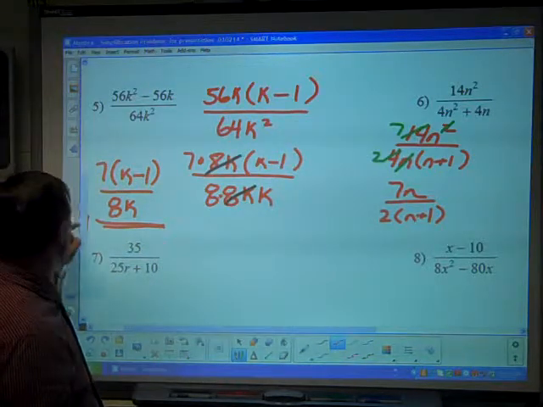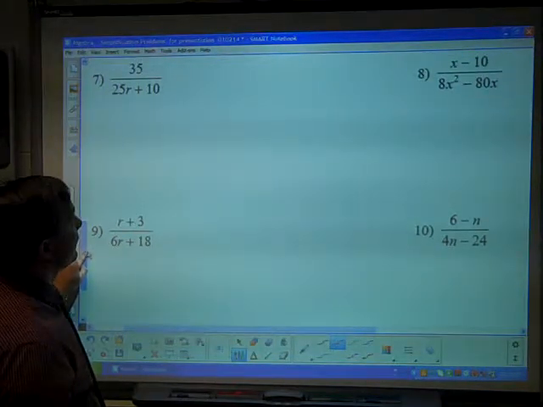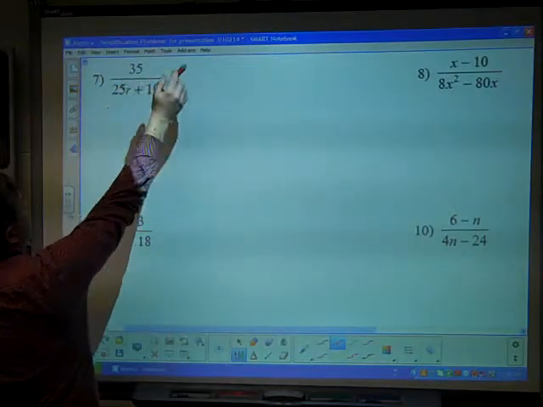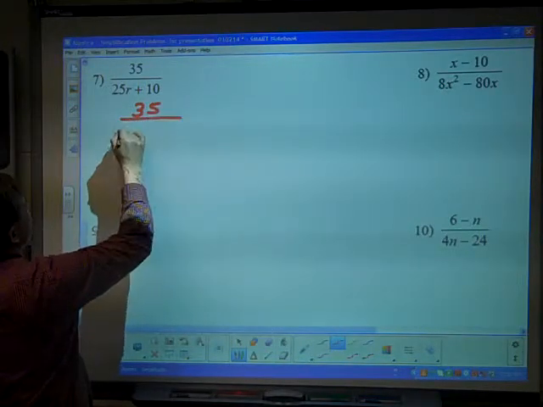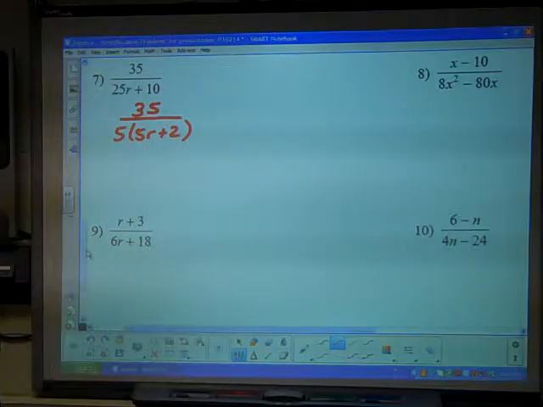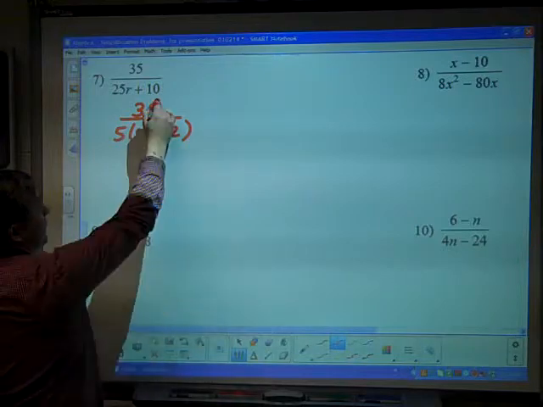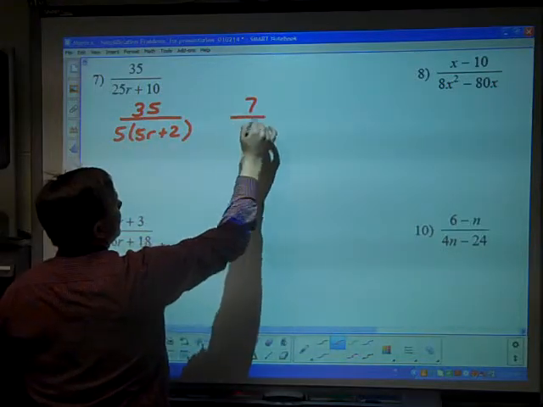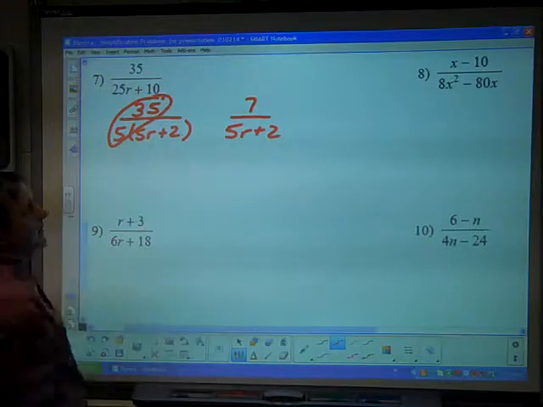7 and 8. Last two. No, I'm sorry, they're 10. 7, 8, 9, 10. Number 7. Again, I have to write the denominator as a factor, which is equivalent because that's where the sum was. 35 divided by 5 is 7. This is 7.